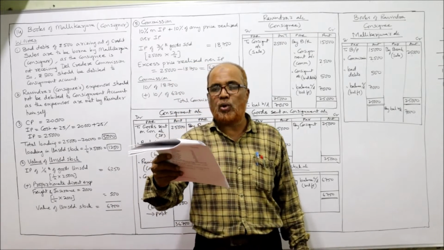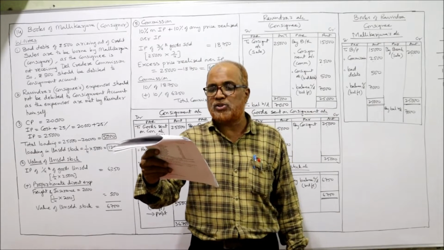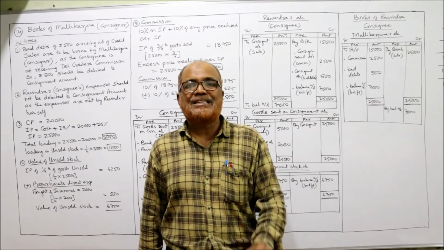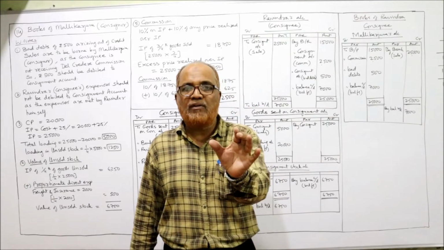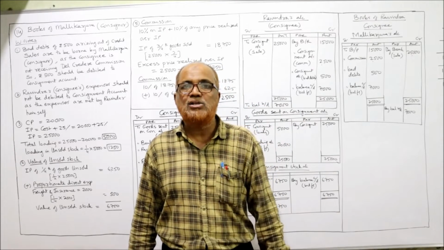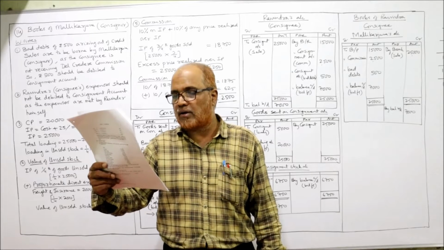Now Ravindra sold 3/4 of the goods for rupees 25,000. That means 3/4 of the goods are sold. So the remaining 1/4 goods are in the stock, unsold stock.